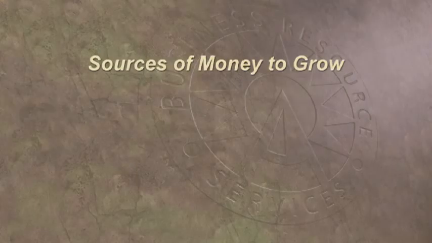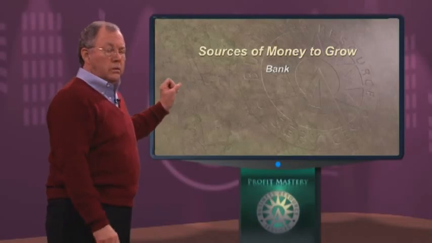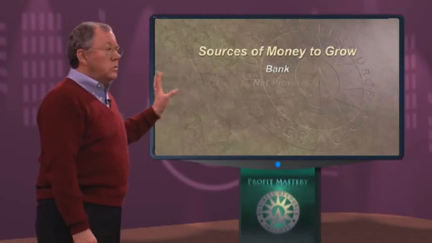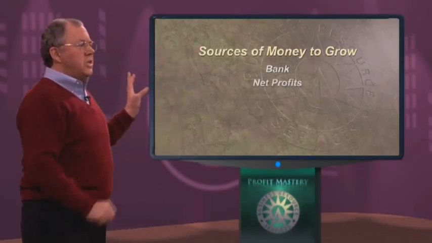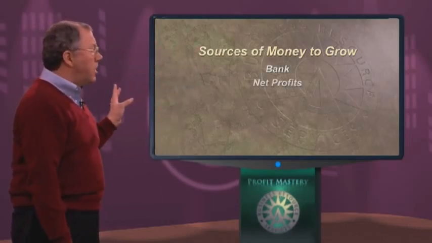I claim there are 4 sources of money to grow. And those are, number 1, give me those 4 sources of money to grow. Number 1, the bank. Number 2, net profits that are kept in the business in the form of, what's the RE? Retained earnings. So we didn't take them out. If we take them out, they're not there to fund growth. But if we leave them there, they are.